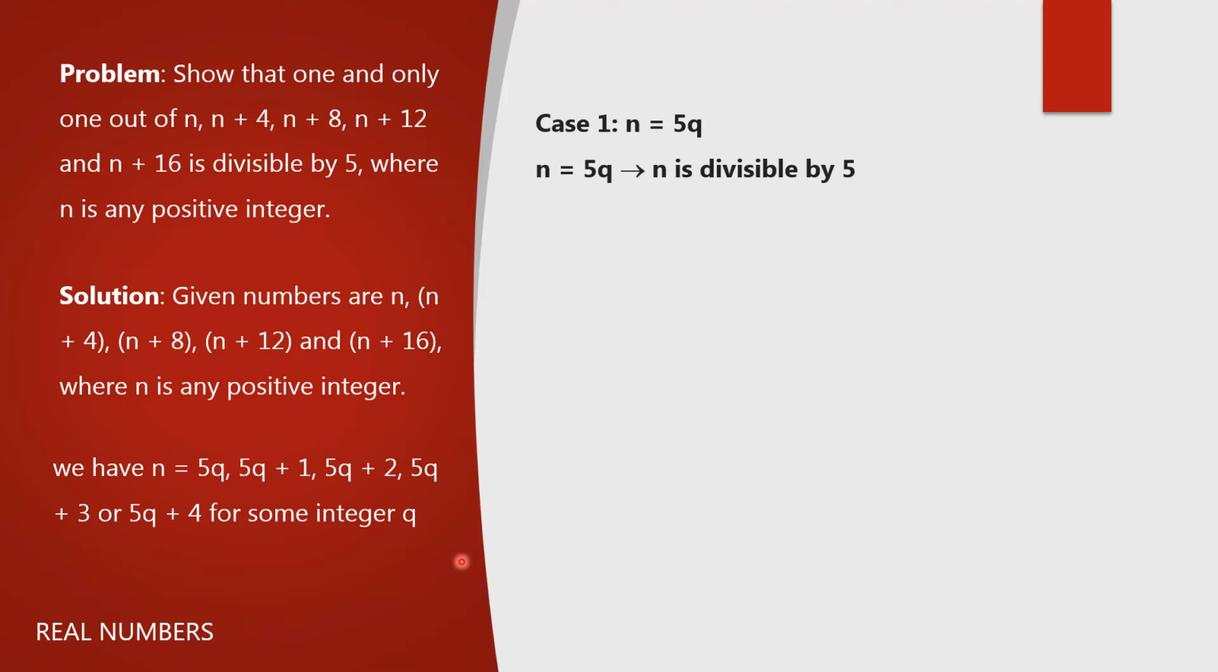Okay, when n is equal to 5q, I will find all the 5 values. The first value is 5q only. N is equal to 5q means n is divisible by 5.